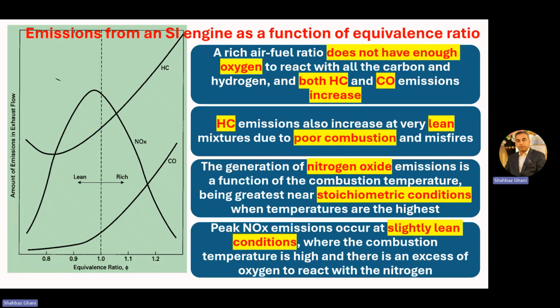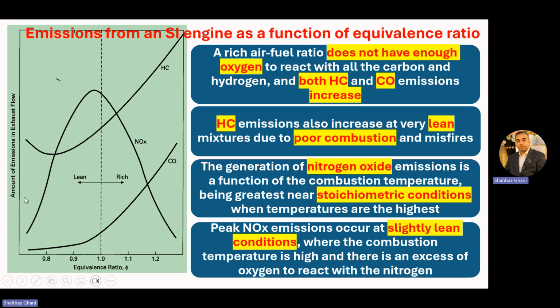Now, emission from an SI engine as a function of equivalence ratio. Let's see the example diagram here. On our x-axis, we have the equivalence ratio phi. Phi is 1 when we have the ideal stoichiometric ratio, where the air-fuel mixture is in the desired range. On our left, we have a lean region, meaning more oxygen and less fuel. And on our right, we have a rich region, in which we have less oxygen and more fuel.